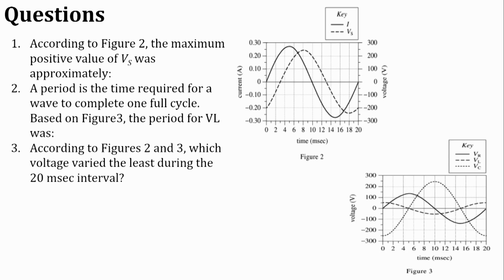Number 3 says, according to figure 2 and 3, which voltage varied the least during the 20 millisecond interval? So it's asking us to look at both variables, and it wants to know where the voltage varied the least. Okay, well, if we're looking at where the voltage is varying the least, that means we want the line that has the smallest difference between the crest and the trough. So the highest point and the lowest point, the ones that are the closest together, is going to be where the voltage varied the least.